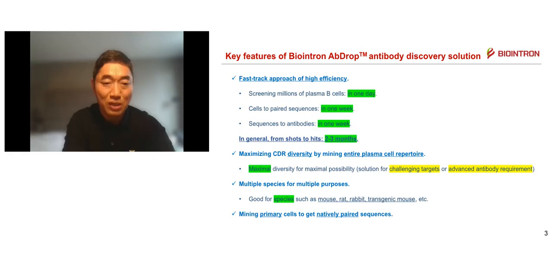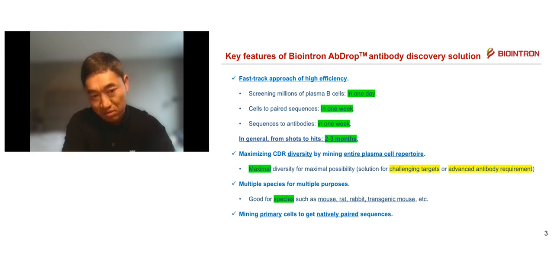And this is also a very good solution for some challenging targets, with which the immune response is very weak, thus leading to very limited B cell clones. Or in some antibody campaigns, you need advanced antibody functions like super high affinity, a unique binding site, blocking, or other functional requirements. In this case, you have to look at a much bigger pool to find the dream hits.